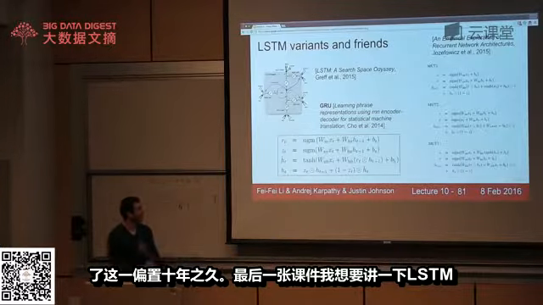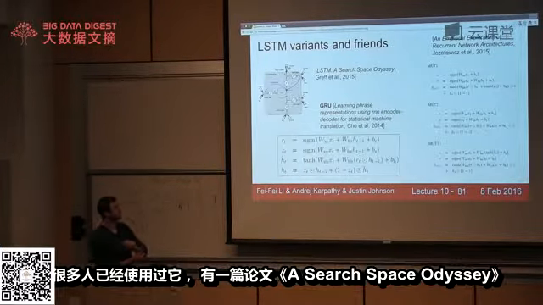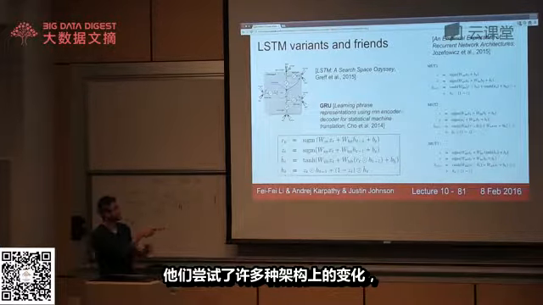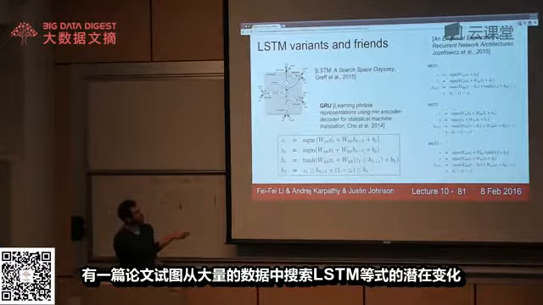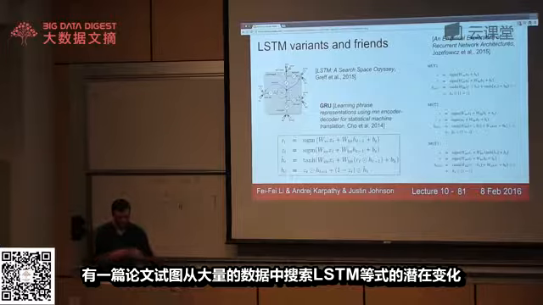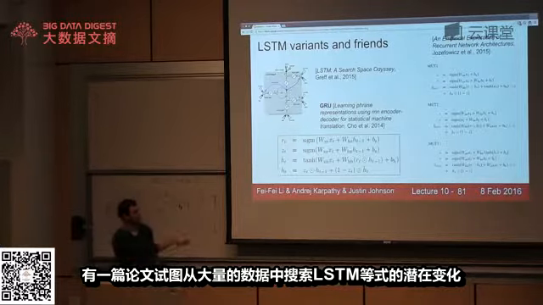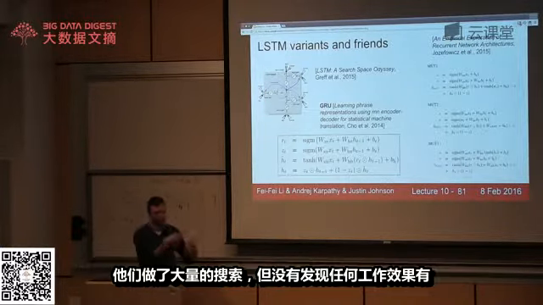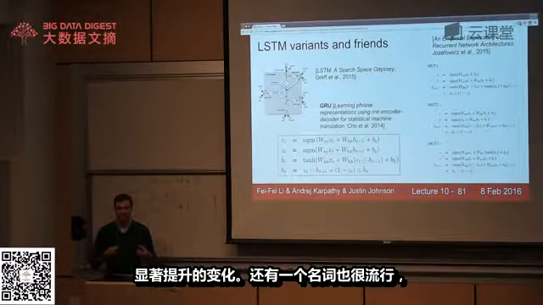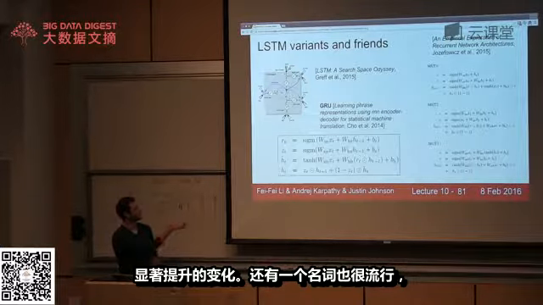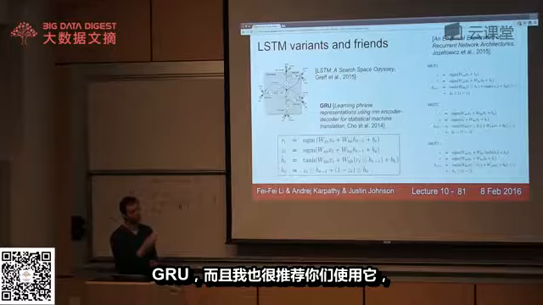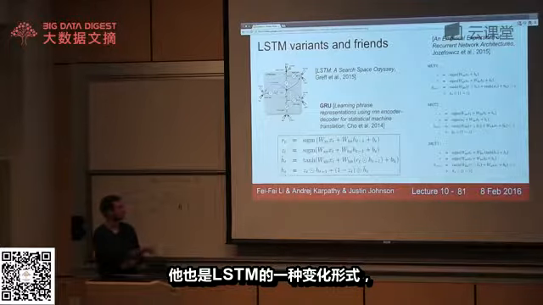And so the last slide here, I wanted to mention that many people have basically played with LSTMs quite a bit. There's a Search Space Odyssey paper where they try various changes to the architecture. There's a paper that tries to do a search over a huge number of potential changes to the LSTM equations. And they did a large search, and they didn't find anything that worked substantially better than just an LSTM. So, yeah. And then there's this GRU, which is also relatively popular, and I would actually recommend that you might want to use this.